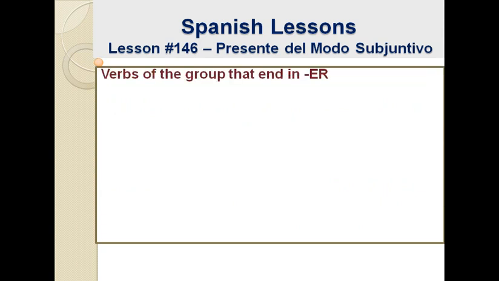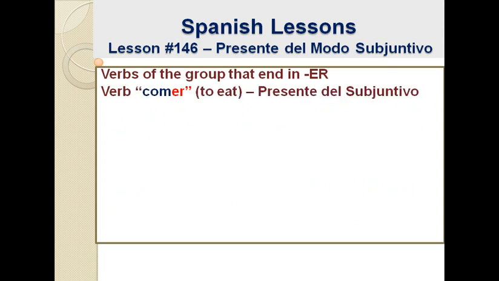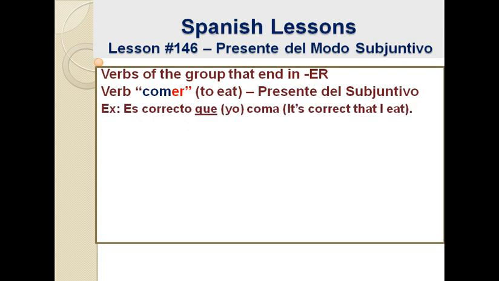So now let's jump into the second group of verbs, right? The second category. Those are the verbs that end with the letters ER. Our example is the verb comer, or to eat. Here's a sentence we can see as an example. Es correcto que yo coma. It's correct that I eat. Or another example, quiero que comas más. I want you to eat more. Or I want that you eat more.